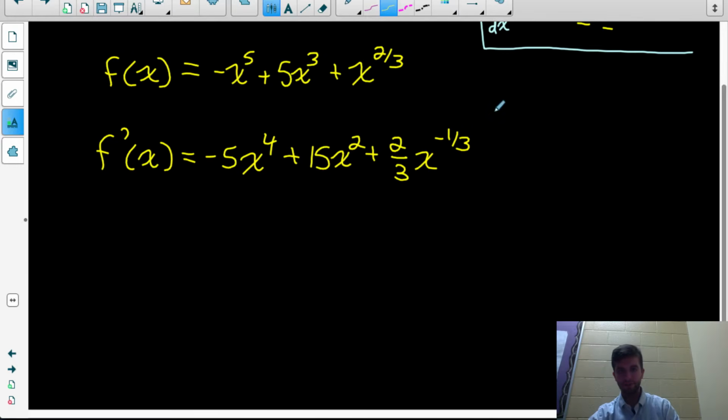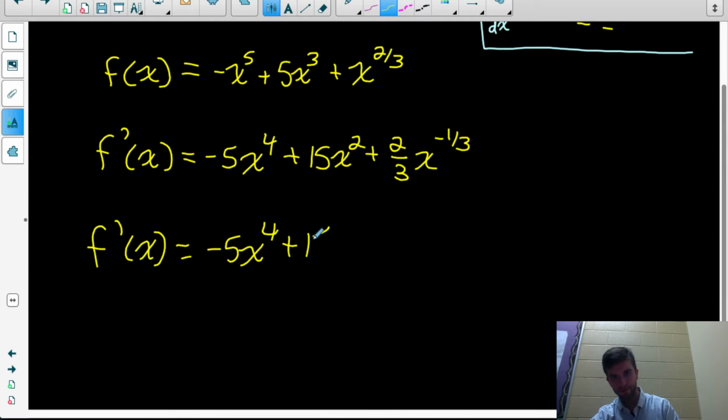And you shouldn't leave an answer with a negative exponent, so you would take that power of x and write it in the denominator with 3, and that would change the sign of the exponent. So f prime of x equals negative 5x to the 4 plus 15x squared plus 2 over 3x to the 3rd, or you could write that as 3 cubed root x, whatever you'd rather. There we go, there's our first derivative.